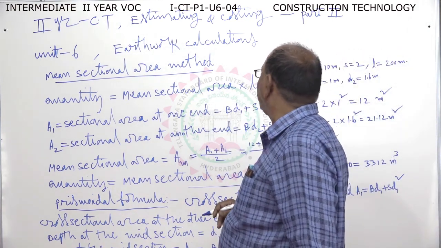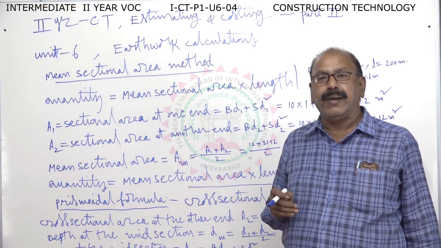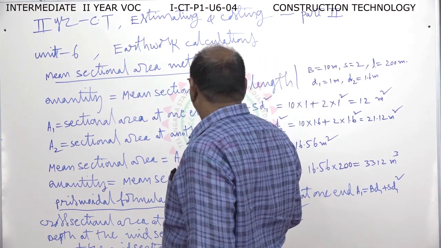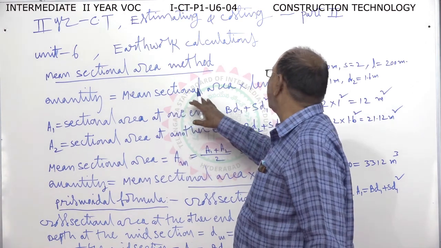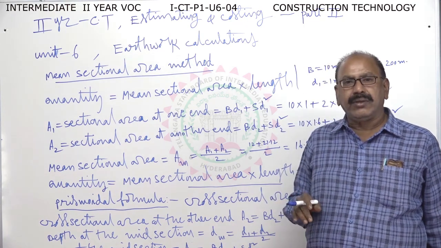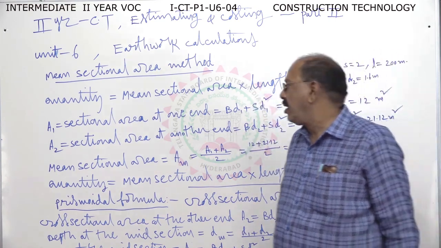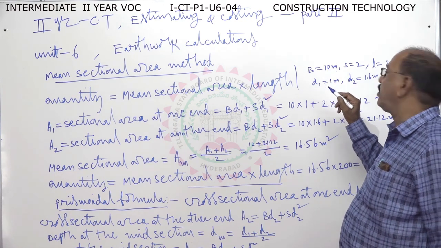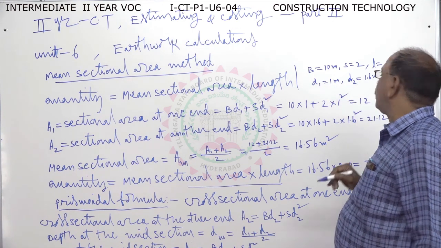I have already explained this mean sectional area method, so today we are doing a small problem on it. The formula: quantity is equal to mean sectional area into length. If we want to calculate the total earthwork quantity in the road, total quantity is equal to mean sectional area into length of the road. In the problem, formation width B is 10 meters, side slopes 2:1, so S is 2, length of the road 200 meters, D1 is 1 meter, D2 is 1.6 meters.